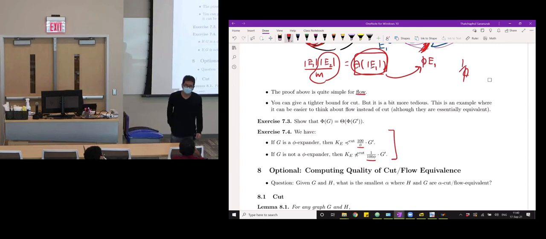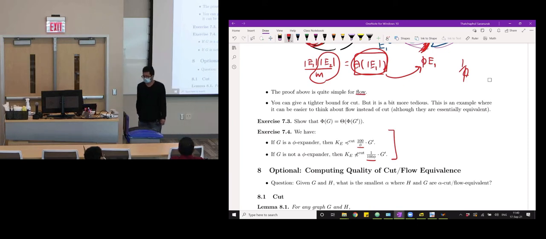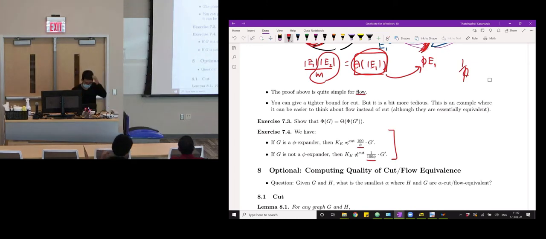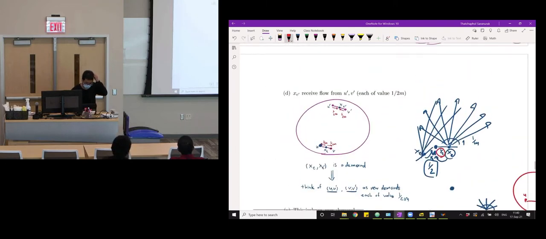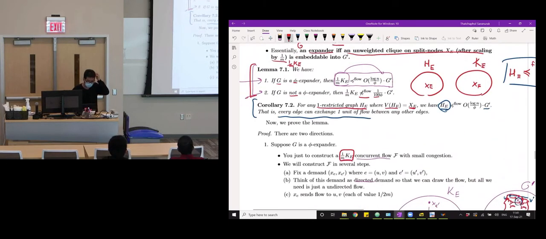What do you mean by 1/phi? 1/phi congestion is needed. So why can't it be like 2/phi or 100/phi, and that is also acceptable, right? Oh, yeah. Well, I'm not very careful about the constant here at all. Something like phi is asymptotically much bigger than log n, and it's not possible, or something like that.